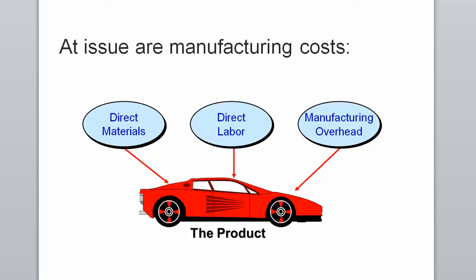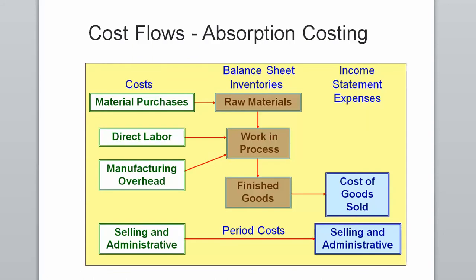Recall our manufacturing costs are direct materials, direct labor, and manufacturing overhead, both fixed and variable manufacturing overhead. Under absorption costing, we apply all of these costs to the product. That is, we treat them as product costs. They become part of work in process and then finished goods and are only matched with revenues when we sell our product, and then they become part of cost of goods sold. Selling and administrative costs were considered period costs and flowed directly to the income statement.